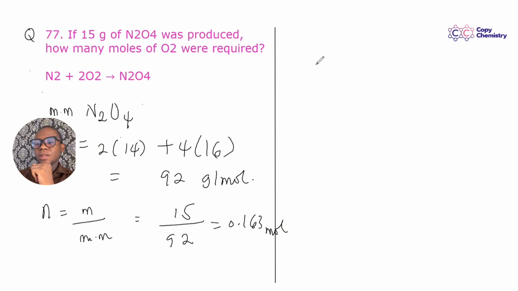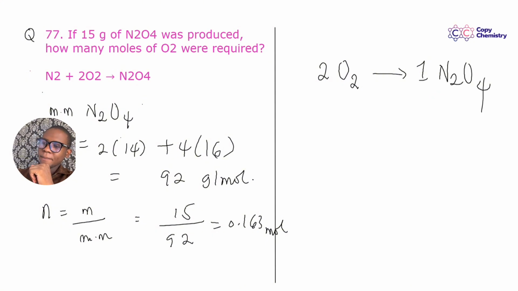That's the moles of N2O4. Now, from this equation, which is balanced, right? It's balanced, right? Because that's important. We can see that 2 moles of O2 produced 1 mole of N2O4. Can you see that? So how many moles of O2 are required now to produce 15 grams of N2O4? That's what the question is asking.